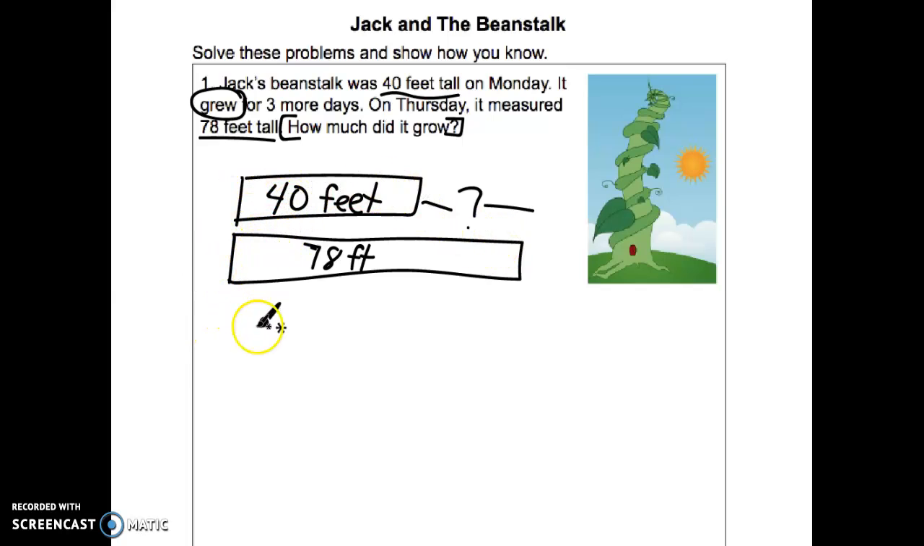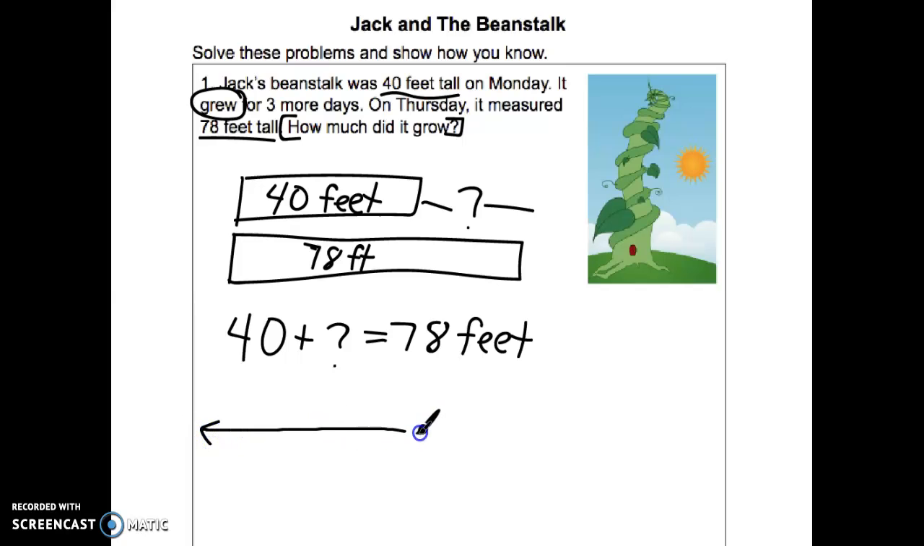How do we get from 40 to 78? We could take this tape diagram and make our equation, again going left to right, up and down. 40 feet plus question mark, just like we have here, equals 78 feet. Now that we have our tape diagram and our equation, it's time to solve. In class, we do it with an open number line and with base 10 blocks. So I'll start with the open number line and then check it using base 10 blocks.